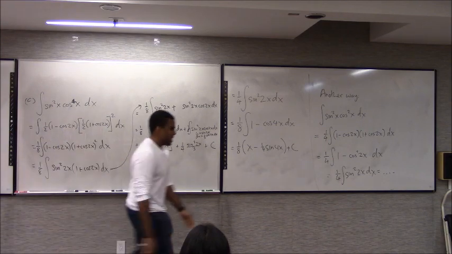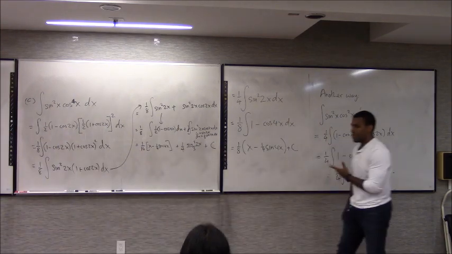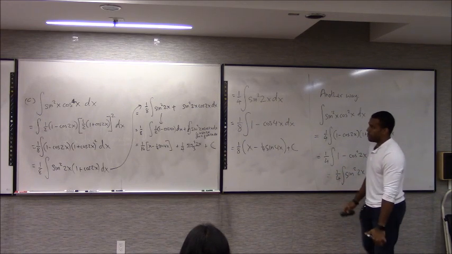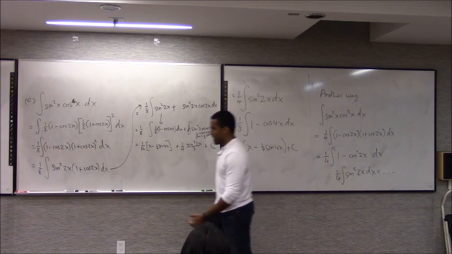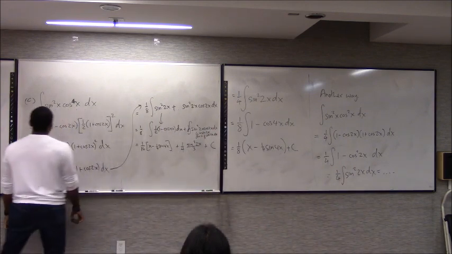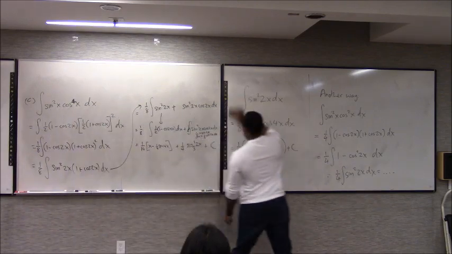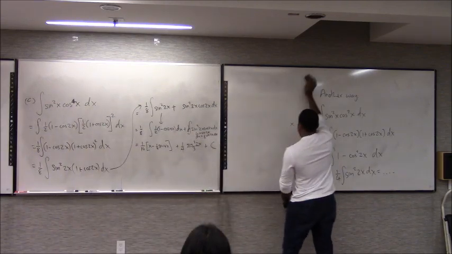But for now, any questions on these? We're just doing integrals using trig identities. The sines and the cosines aren't that bad. Secants and tangents can be annoying though. Let's do that situation.